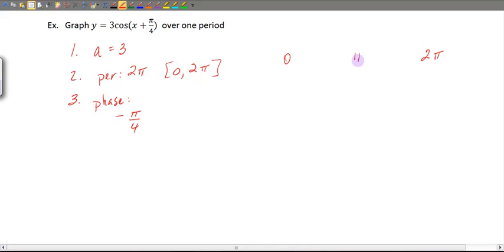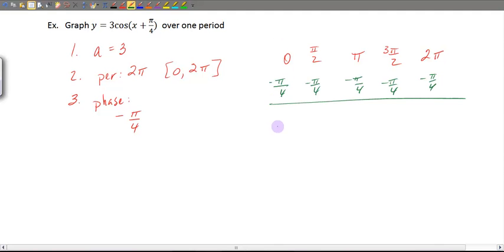Halfway between that is pi, pi over 2, 3 pi over 2. So that's the original value. But I'm going to shift everything to the left by negative pi over 4. So I'm going to subtract pi over 4 from each of these values. The first value right here is going to be negative pi over 4. And I'm going to go through and calculate the rest of these values.